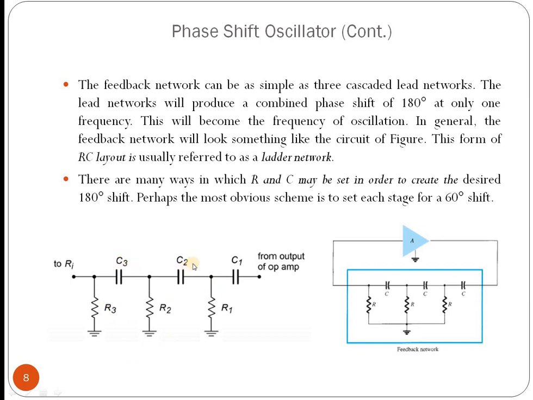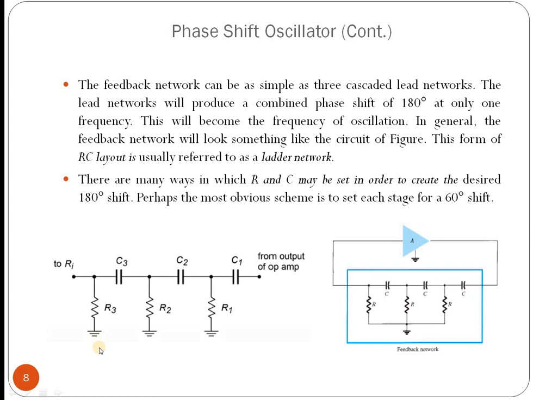Resistor and capacitor both are here. So R1, C1, R2, C2, R3, C3. So this is a total of 3 stages. Each stage will create a 60 degree phase shift. So in total, 180 degrees because of 3 stages.